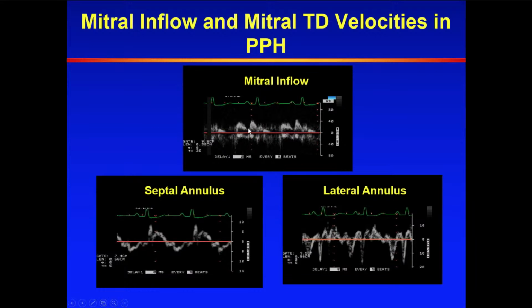So you typically see low E, higher A velocities. Septal annular velocities can be reduced because the RV systolic and diastolic functions are impaired, but if you record the lateral annulus, notice that the velocity is preserved. In this case, it's approaching 15 centimeters per second.